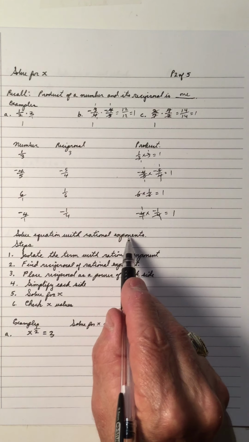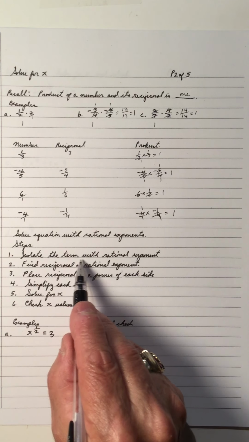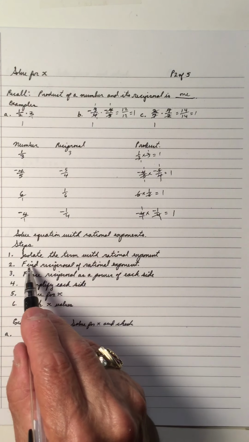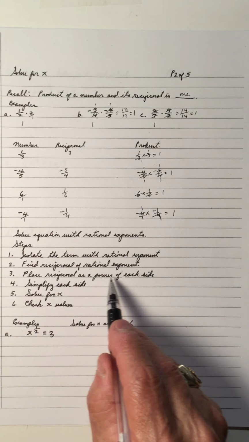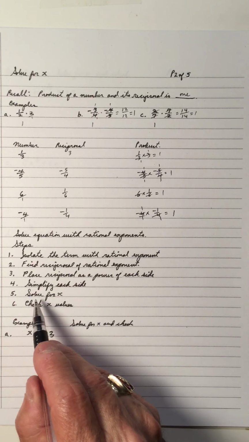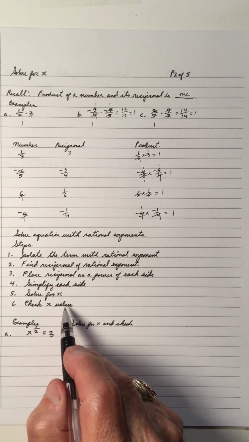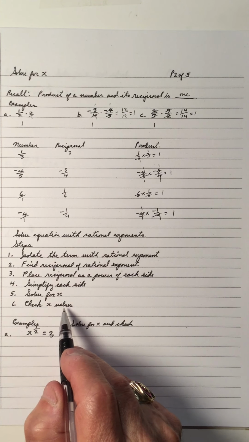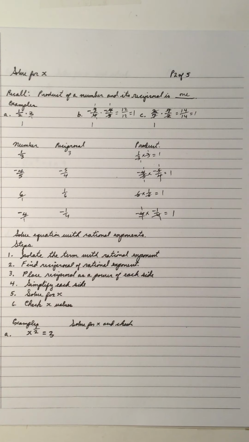Solve equations with rational exponents. I'm going to follow these steps. I'm going to isolate the term with the rational exponent. Find the reciprocal of the rational exponent. Place the reciprocal as a power on each side. Simplify each side. Solve for x, and then we're going to check the values, because sometimes the values we get might not work. So we're checking. Let's do some examples.